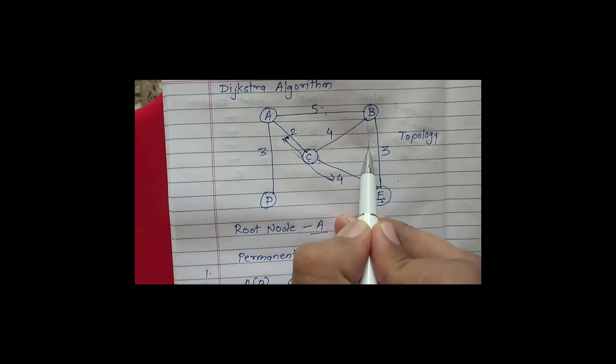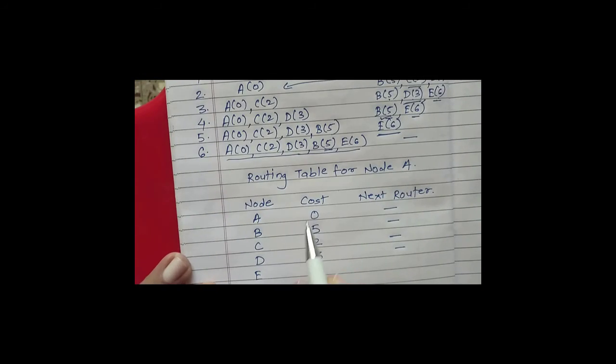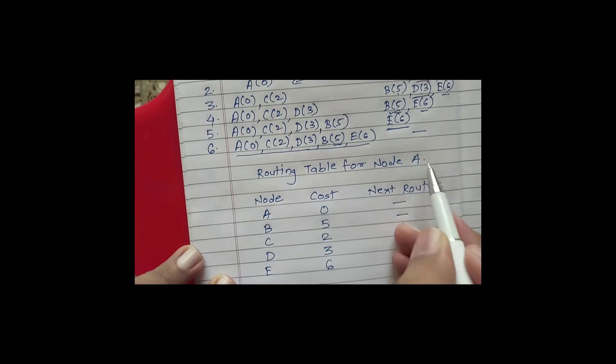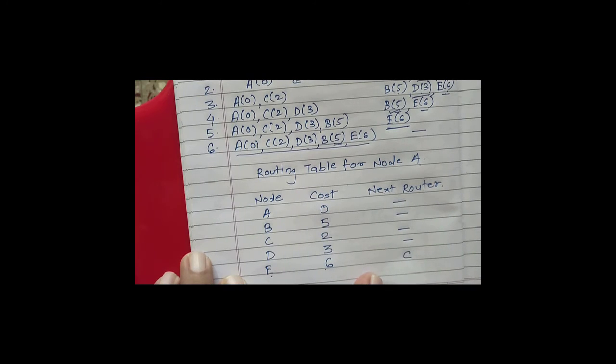The packet can move like this as well, but this cost is higher. So the cost to reach from A to E is 6 and the next router is C.